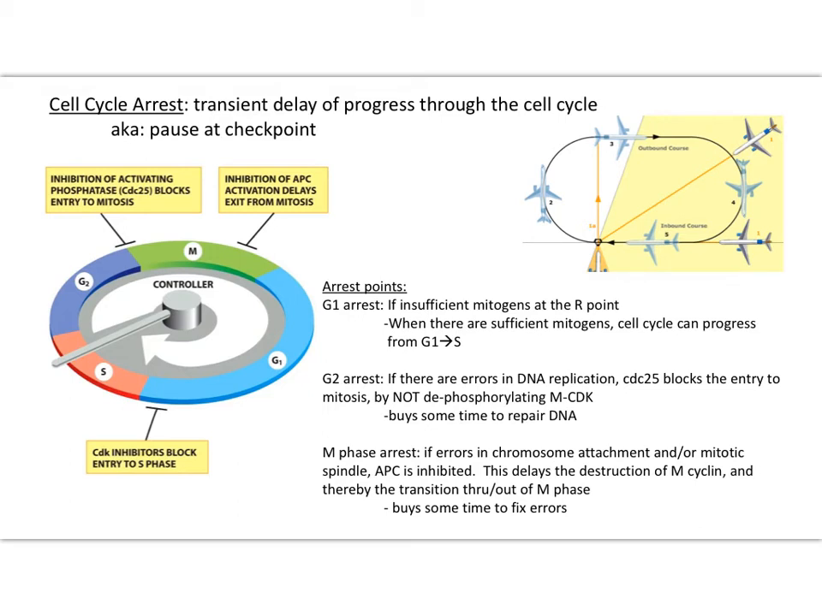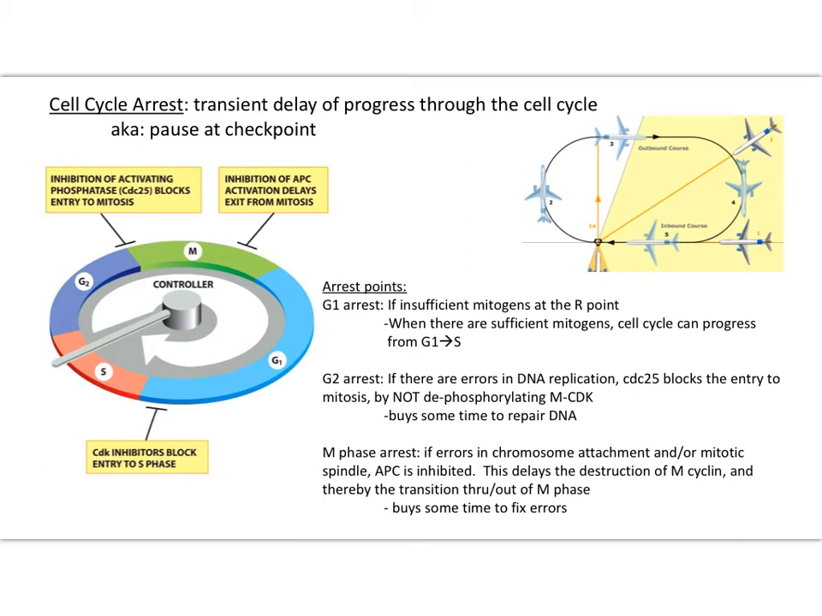The G2 arrest, so that's at the end of G2, is when there are errors in DNA replication. And then specifically CDC25, that phosphatase, blocks the entry to mitosis by not dephosphorylating M CDK. This is going to buy the cell some time to repair DNA, and so it can hang out again in that holding pattern to get things fixed. And then if they get fixed, then it can progress forward. If it doesn't get things fixed, then again, apoptosis could be a possibility, for any of these checkpoints is the basic idea.